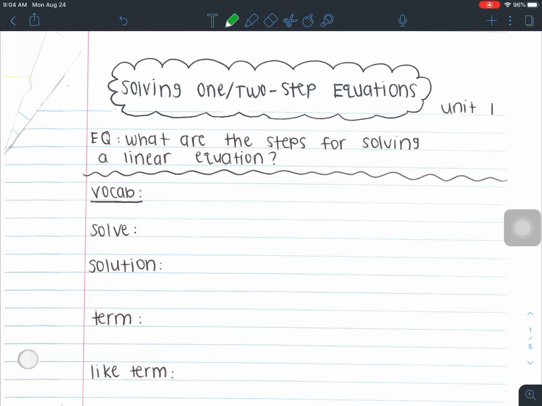Hey guys, these notes are going to go over solving 1 and 2 step equations. This is something that you guys have gone over in middle school, but it is good to have a refresher before we actually start algebra, because a lot of the equations that we end up solving are going to take many steps, so it is important that we know how to solve those 1 and 2 steps.